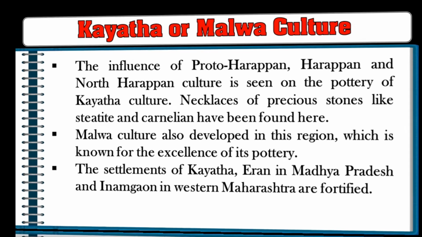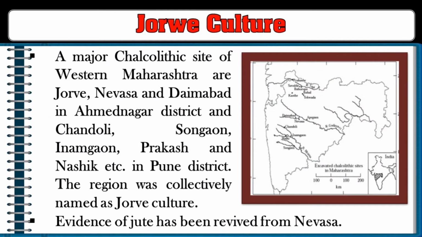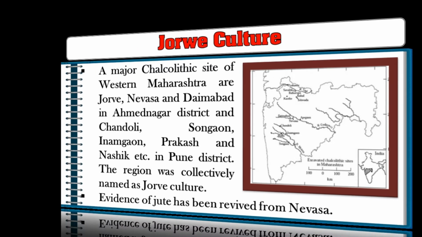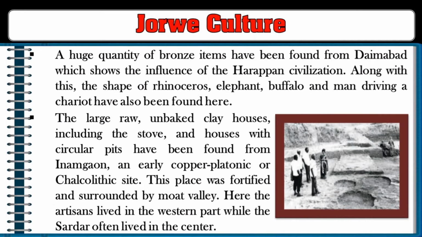Let us now talk about the Chalcolithic culture developed in the region of western Maharashtra. Major Chalcolithic sites of western Maharashtra are Jorwe, Nevasa, Daimabad in Ahmednagar district and Chandoli, Songaon, Inamgaon, Prakash and Nashik etc. The region was collectively named Jorwe culture. Evidence of jute has been recovered from Nevasa. A huge quantity of bronze items have been found from Daimabad, which shows the influence of the Harappan civilization. Along with this, figures of rhinoceros, elephant, buffalo and a man driving a chariot have also been found here.